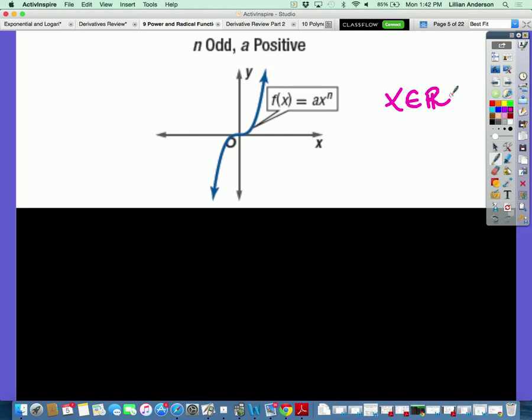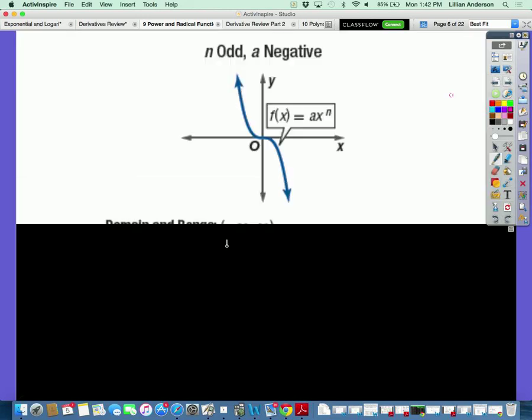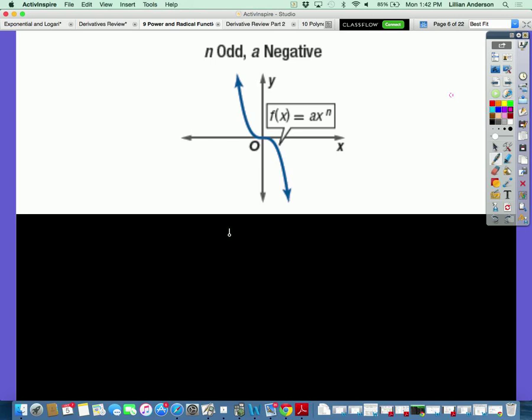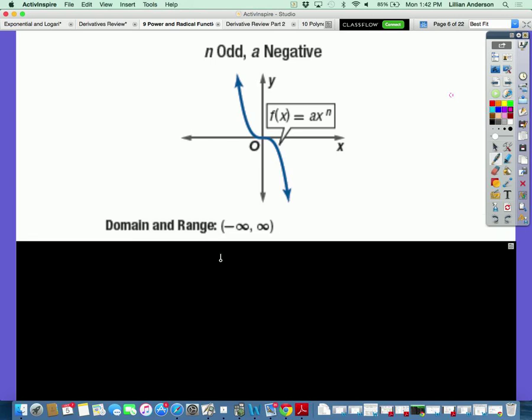If a is negative, what happens? It flips. Okay? The domain and range do not change though when it flips. When it flips, is it still continuous or not? Yeah. It is still continuous. On which interval?